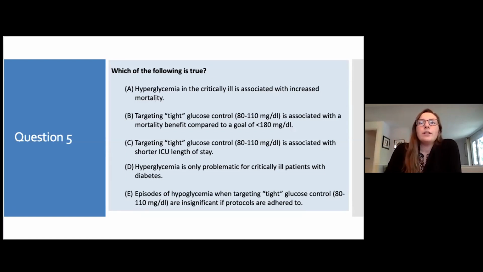A, hyperglycemia in the critically ill is associated with increased mortality. B, targeting tight glucose is associated with a mortality benefit compared to a goal of less than 180. C, targeting tight glucose is associated with shorter ICU length of stay. D, hyperglycemia is only problematic for critically ill patients with diabetes. E, episodes of hypoglycemia when targeting tight glucose control are insignificant as long as you adhere to protocols.